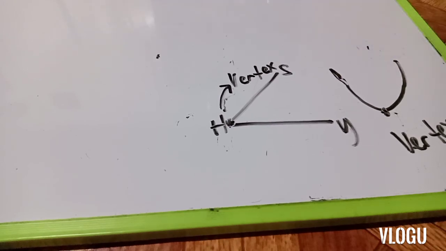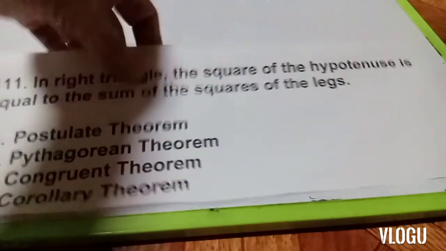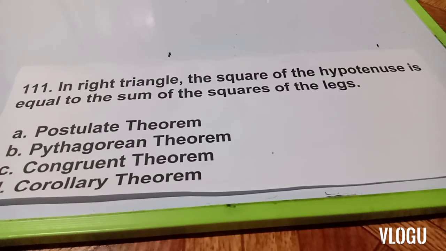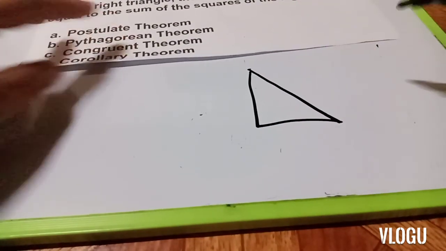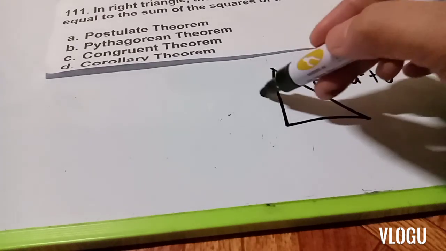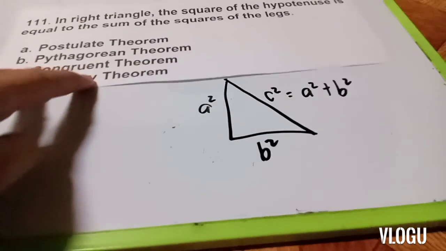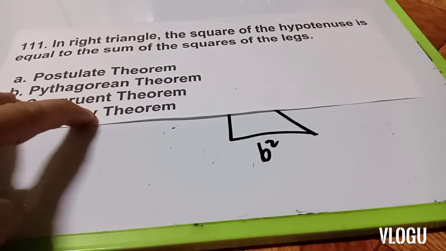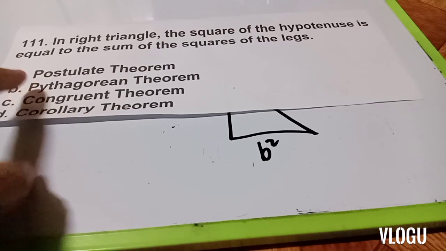And 111. So the given is, in the right triangle, the square of the hypotenuse is equal to the sum of the squares of the legs. We know that the right triangle is this one, right? So C squared is equal to A squared plus B squared. This is what you call the Pythagorean theorem. So the answer is letter B, Pythagorean theorem, not postulate, theorem, congruent, or corollary.